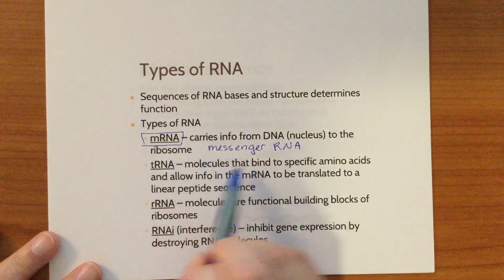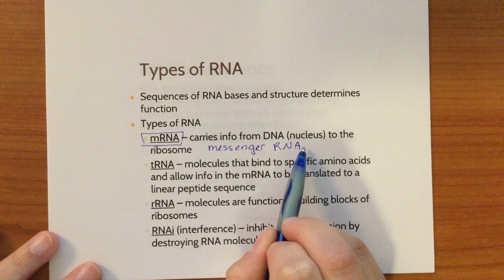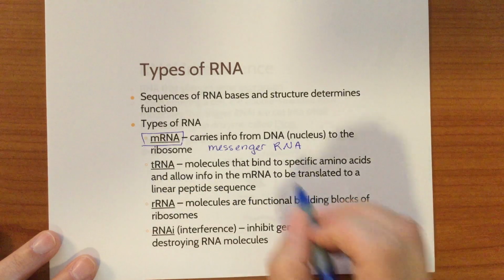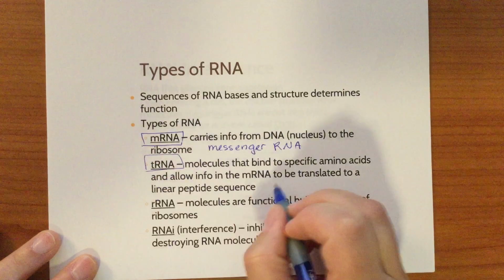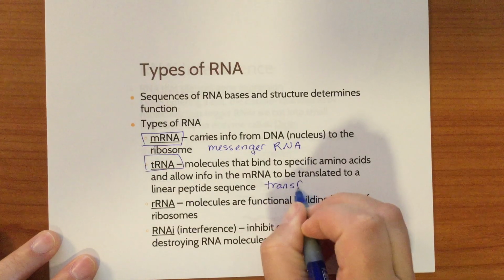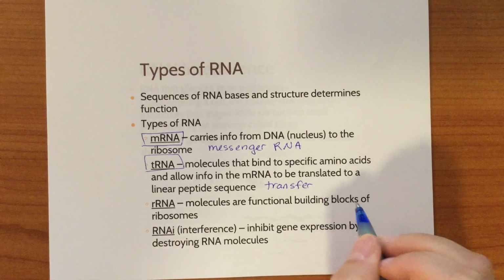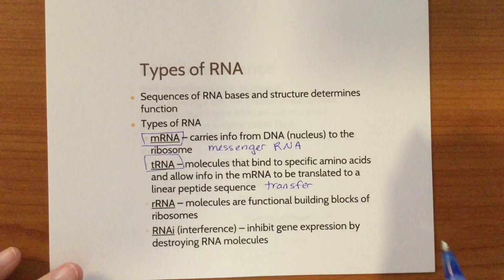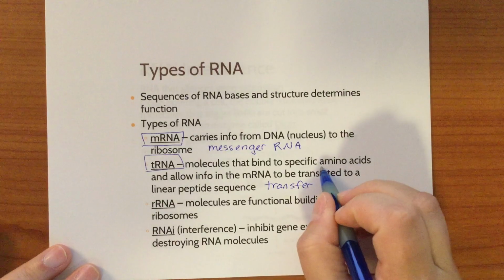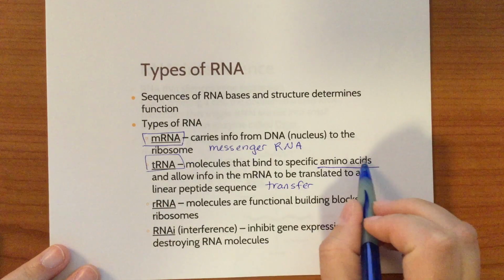So it doesn't actually make the protein yet, it's just delivering a message. Then we have something called tRNA, and the T stands for transfer. Its job is going to be to actually transfer the building block of a protein in a particular sequence. And those building blocks are called amino acids.